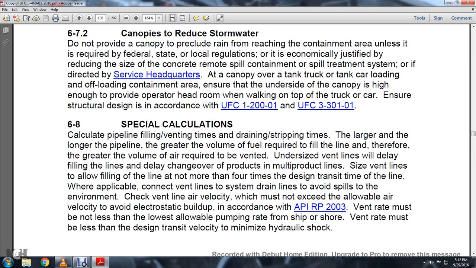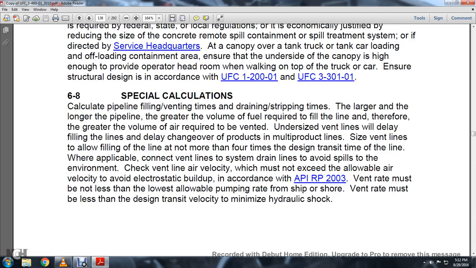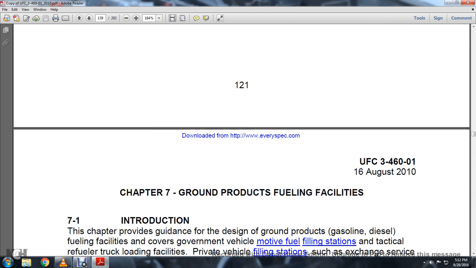Where applicable, connect vent lines to the system drain lines to avoid spills. For environmental reasons, check that the vent line air velocity does not exceed the allowable air velocity for electrical static buildup. In accordance with API RP 2003, the vent rate must be not less than the lowest allowable pumping rate for the ship or the shore. The vent rate must be less than the design transit velocity to minimize hydraulic shock. Chapter 7, ground products fueling facilities.